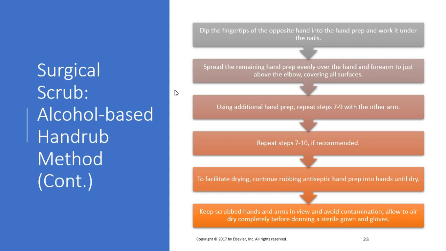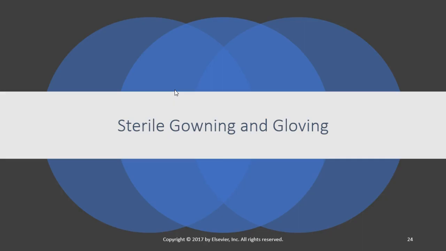Use additional hand prep. Repeat 7 to 9 with the other arm. Repeat 7 through 10 if recommended. To facilitate drying, continue rubbing antiseptic hand prep into hands until dry. Keep scrubbed hands and arms in view. Avoid contamination. Allow to air dry completely before putting on a gown and gloves.